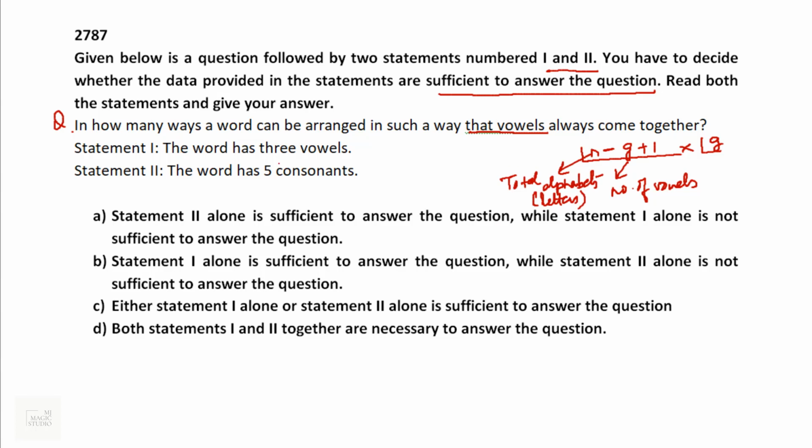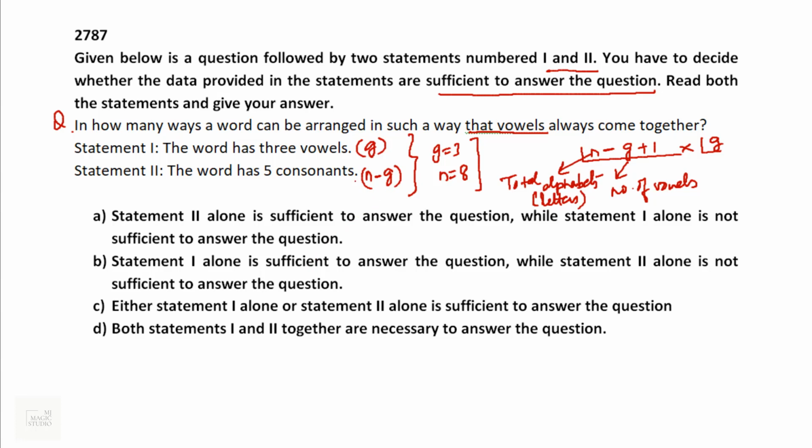Now statement 1 says the word has 3 vowels. Okay, we have the value of g, but what about n? That means statement 1 alone is not sufficient. Statement 2 says the word has 5 consonants, which is actually n minus g. But what about g? That means statement 2 alone is also not sufficient. But if I combine these two, I can find the value of n. Here g is 3 and n is 5 plus 3, that is 8. So can I answer now? Yes, I can answer now.